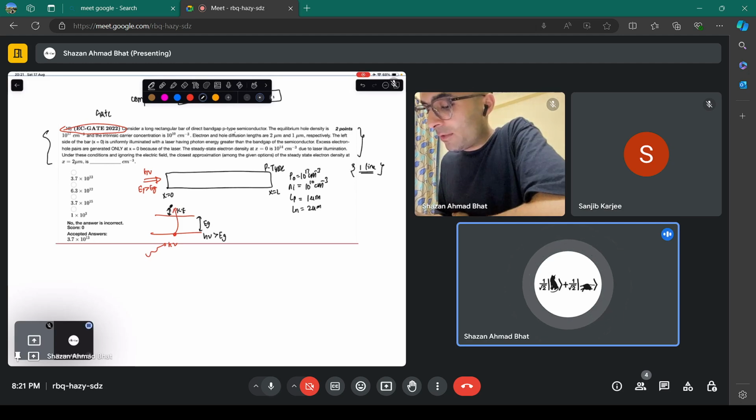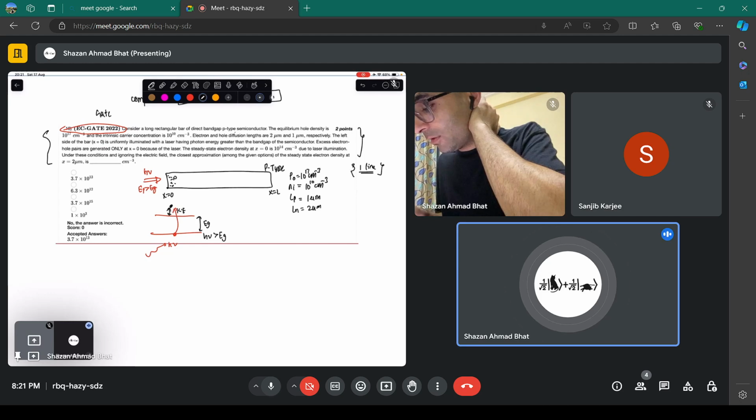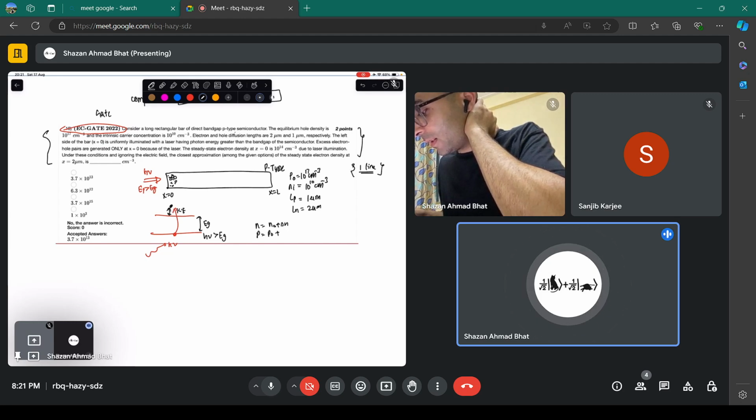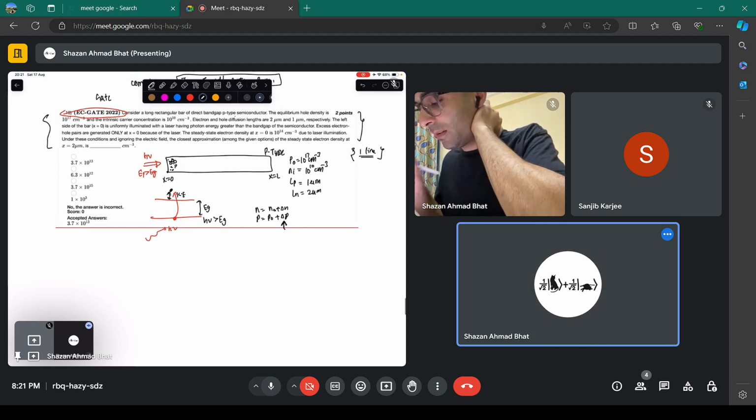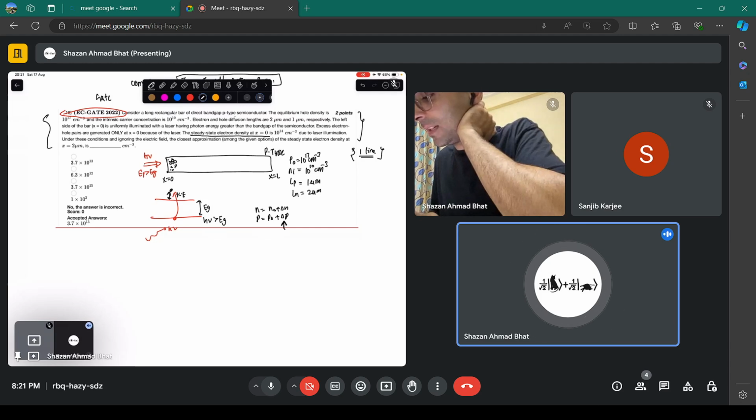Excess electron hole pairs are generated only at x equals 0 because of the laser. Okay, so there are excess electron hole pairs generated here. Somewhere like electrons and holes are generated here. So n is equivalent to n0 plus delta n, p is equivalent to p0 plus delta p. These are the excess concentrations generated because of the irradiation. The steady state electron density is this. This is the electron density at steady state due to laser illumination.